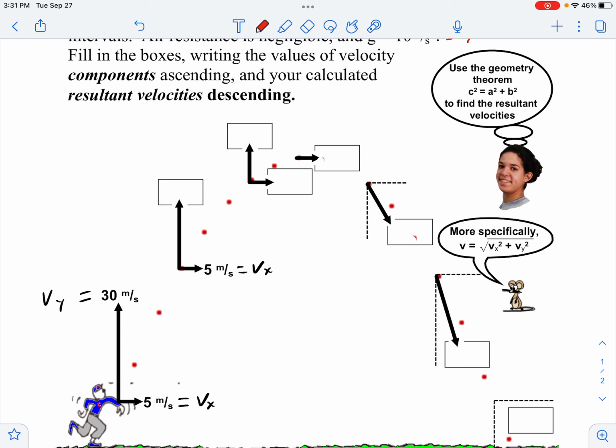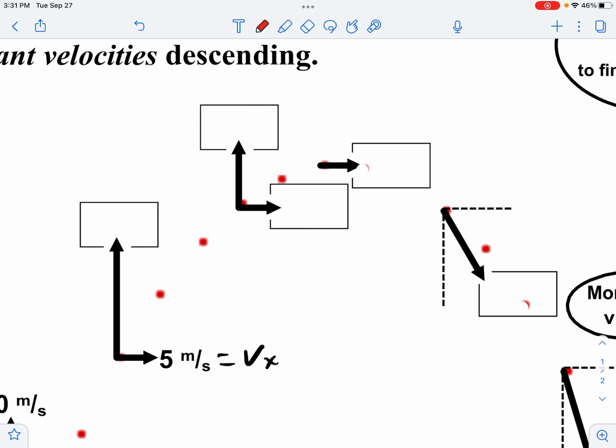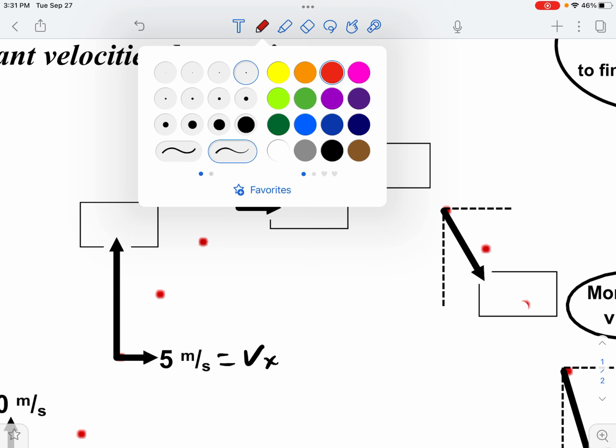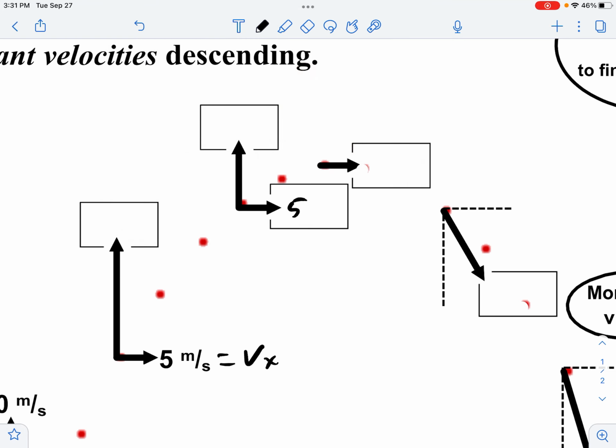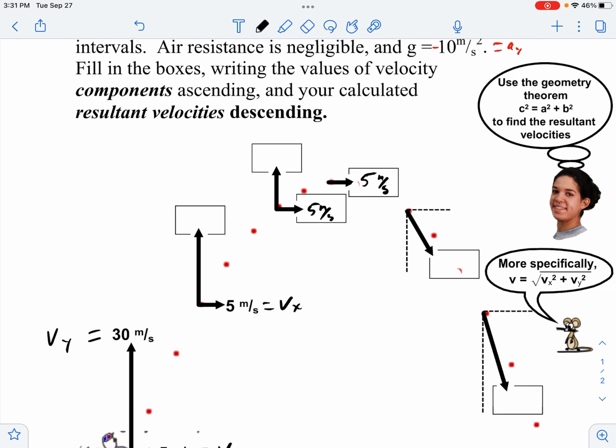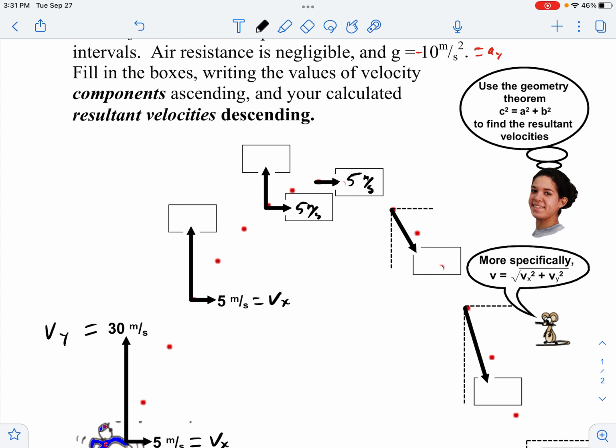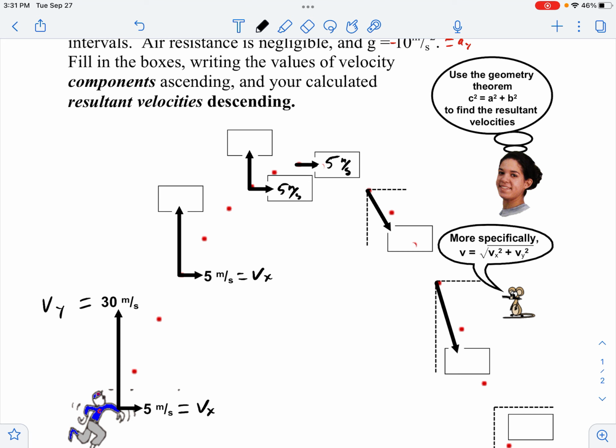So when I get up to this box up here, this would be time 2 seconds. This value here is still 5 meters per second. My Vx does not change. In fact, when I get up to the top here, this is the ball at its apex, or the peak of the parabola. It's still just moving 5 meters per second sideways. So that part's pretty easy. We just have constant velocity sideways. Our Vx does not change.